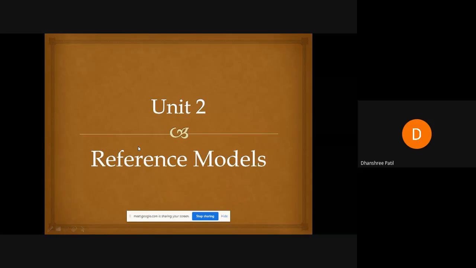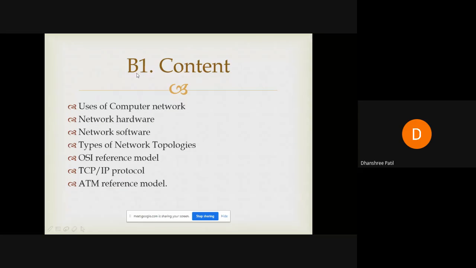Though the second chapter is too small to cover in the university question paper, most of the questions are asked from the second chapter. Okay, so let's see what content we are going to see in the second chapter: uses of the computer network, network hardware, network software, types of topologies, OSI, TCP/IP, and ATM reference model. So that much part. Out of these, most of the questions are asked on each and every point.